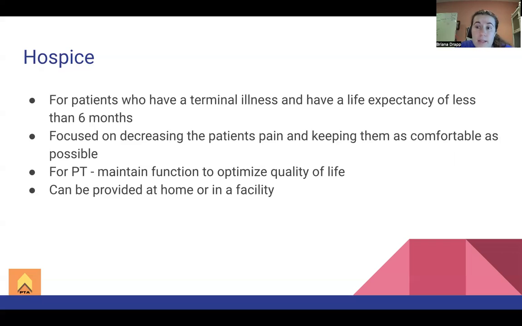And so this can be provided in the patient's home, which a lot of patients elect for because they're more comfortable being in their own home. They can have their cat there. They have their family coming in and out, rather than a facility.